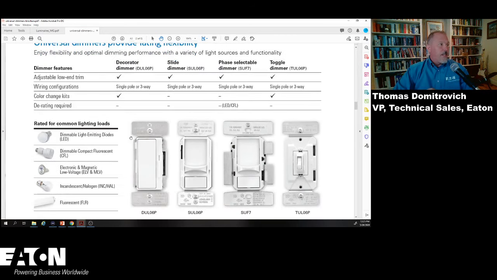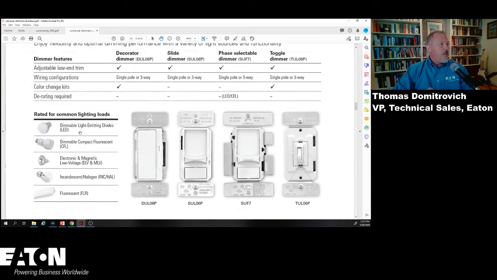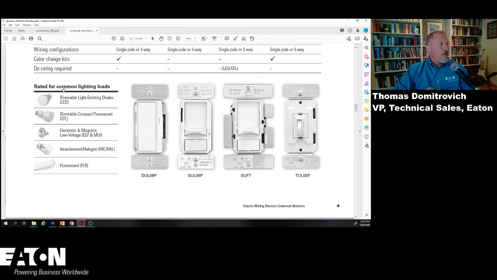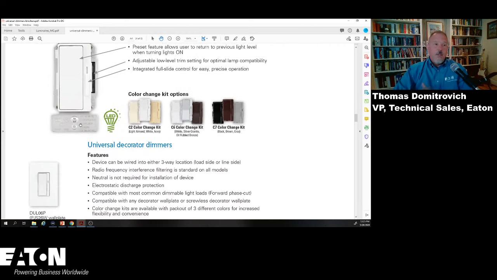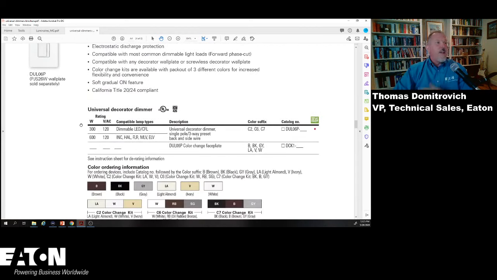So as I pointed out earlier, this shows you what's rated for common lighting loads. What are those common lighting loads that you can use this on? But not all of your dimming switches are able to handle all the types of loads. So you really have to go back to the manufacturer and understand what you're buying and what the lighting load is that you are installing. And obviously, the more versatile the controller is, the better off you are.